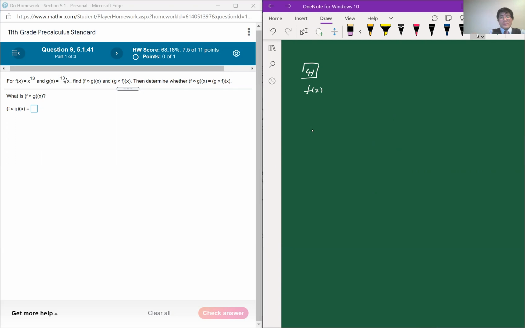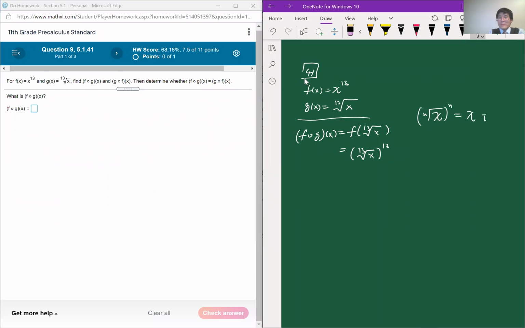Now f of x is x to the power of 13. g of x is the 13th root of x. So f of g of x is f of the 13th root of x, that is the 13th root of x to the power of 13. Well, remember that the nth power of the nth root of x is equal to x if n is odd.